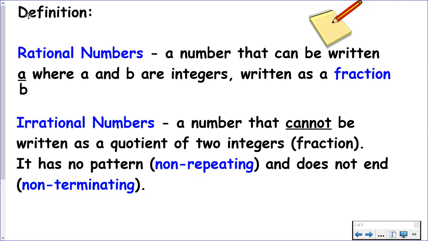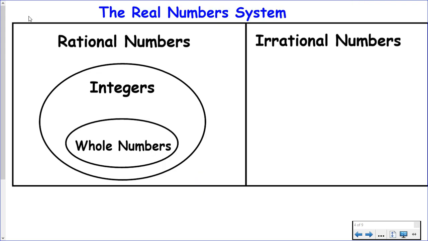Rational numbers are numbers that can be written as fractions, where a over b are integers. Irrational numbers are numbers that cannot be written as fractions. There is no pattern, which means they're non-repeating, and it does not end, they're non-terminating. So the real numbers are divided into two categories, rational or irrational. We're very familiar with rational numbers. They are numbers such as integers and whole numbers.